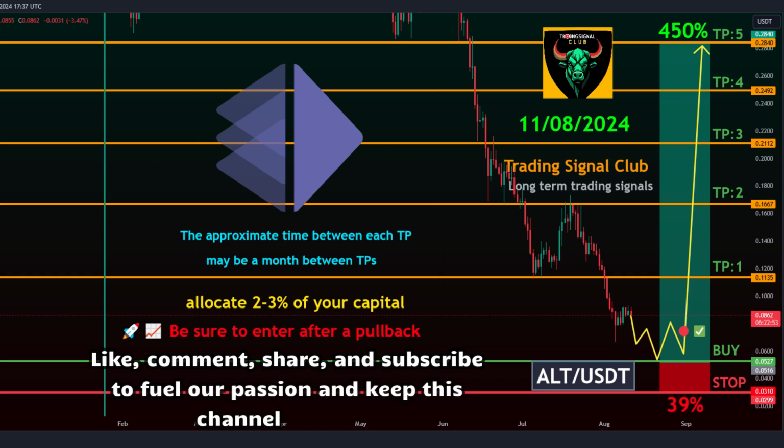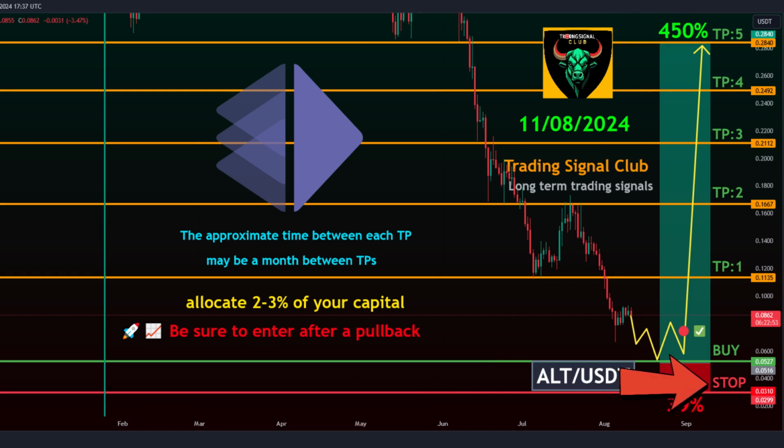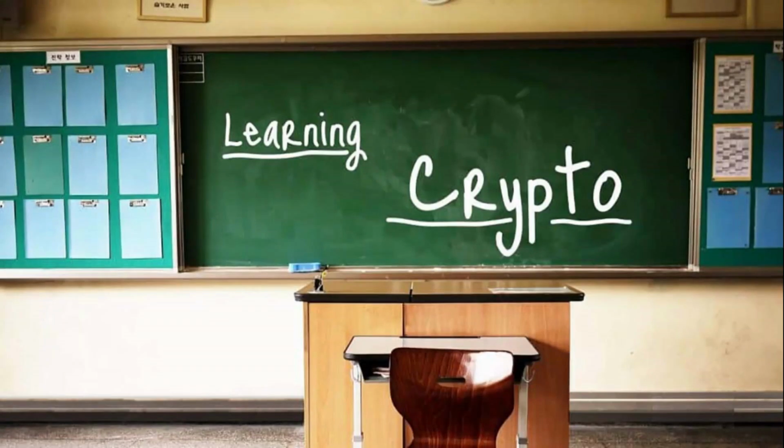Trading style, spot. Target time frame, about a month between TPs. Entry levels, 0.0527 to 0.0730. Take profit targets. Target 1, 0.1135. Target 2, 0.1667. Target 3, 0.2112. Target 4, 0.2492. Target 5, 0.2840. Stop level, 0.0310.